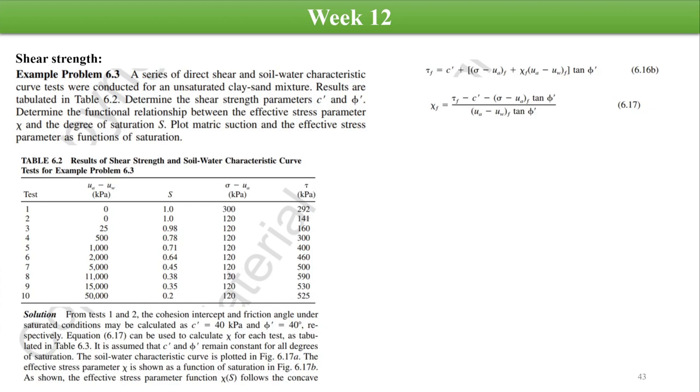A series of direct shear and soil water characteristic curve tests were conducted for an unsaturated clay sand mixture. The results are tabulated in this particular table. We need to determine the shear strength parameters c dash and phi dash, and the functional relationship between the effective stress parameter xi and degree of saturation S. Then we need to plot the matric suction and effective stress parameter as a function of saturation.